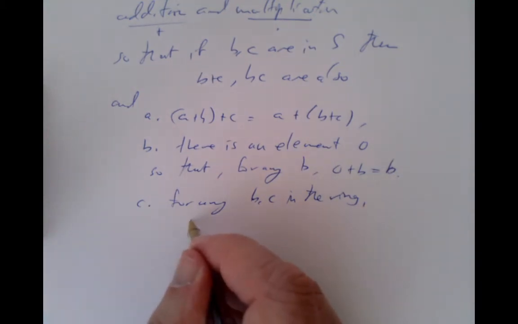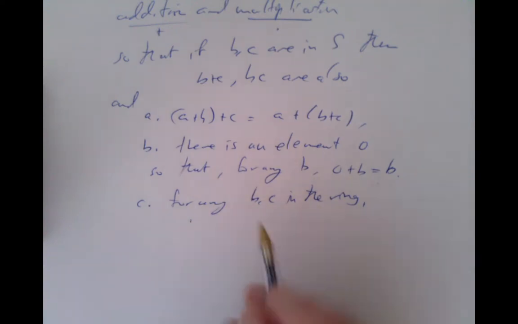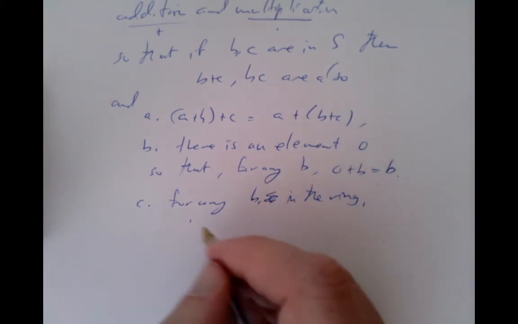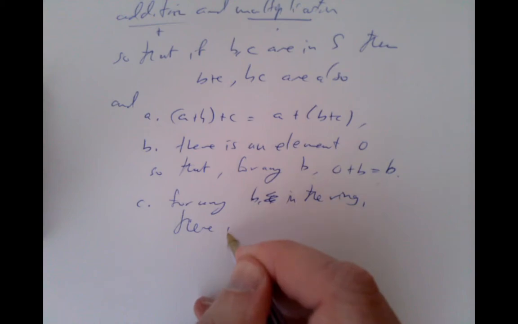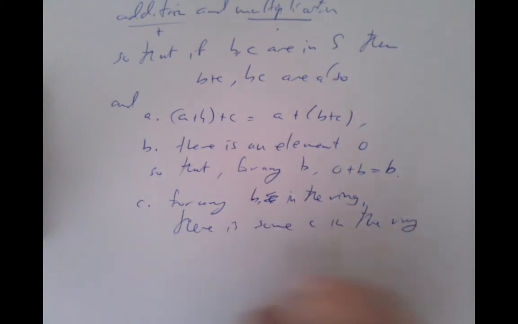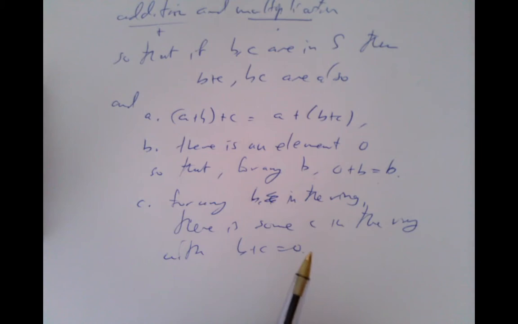There is a... sorry, what do I want to say? Let's see, A plus B is in the ring. And for any B in the ring, there is some C in the ring with B plus C equal to that 0 that we just talked about here.